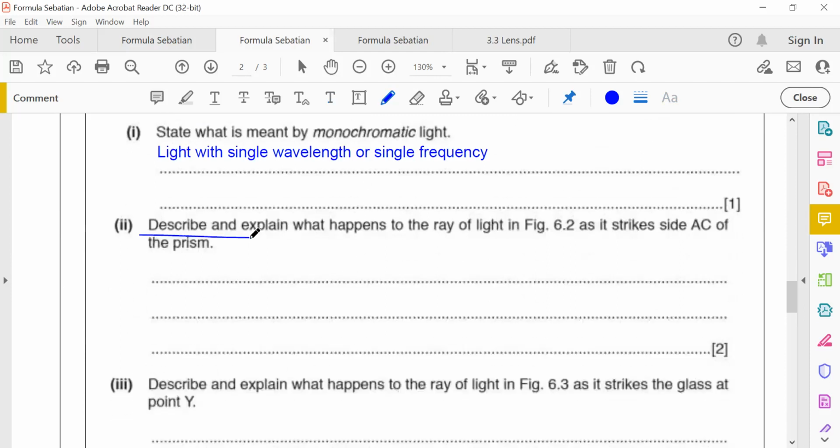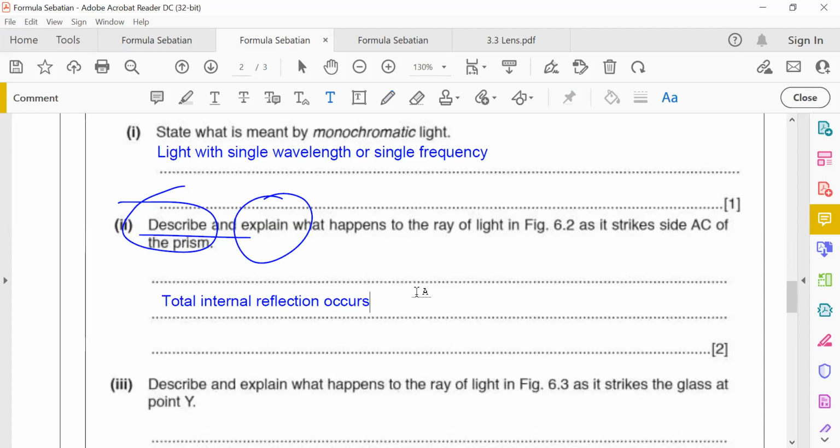So you're supposed to describe and explain what happens. Your description is total internal reflection occurs. Explanation is because the incident angle is greater than the critical angle here. Okay, total internal reflection occurs.